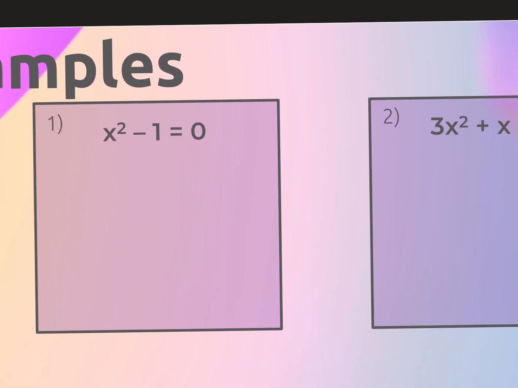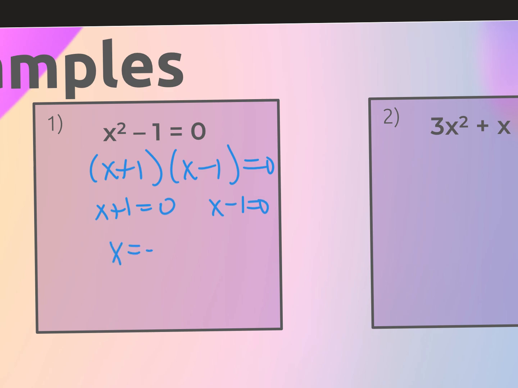So when I go to solve this by factoring, think about this, guys. What is this? The difference of squares. So I could rewrite this as what? x plus 1 and x minus 1 equals 0. Then you set each parenthesis equal to 0, and you solve. So x equals what? -1, and x equals what? +1.